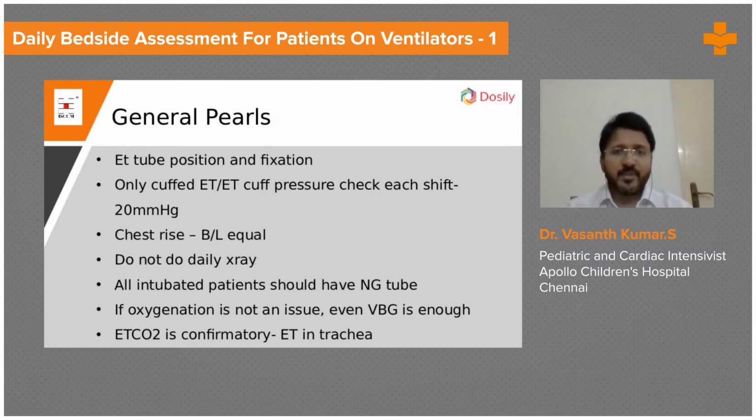Okay, and you'll have to measure the cuff pressure. It should be around 20 millimeters of mercury. Maximum it can go up to 25 mm. If it is more than that, it will compress the trachea and it can lead on to stenosis in the trachea. And always auscultate the chest and look for bilateral air entry.